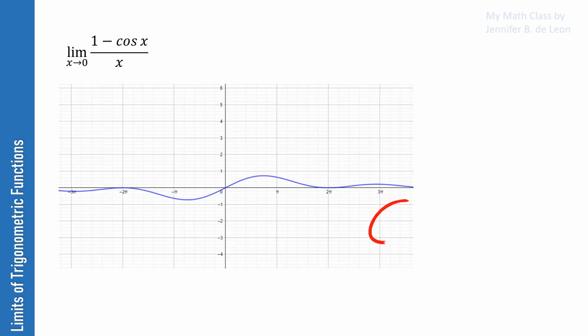Confirming our answer, we can see in the graph that as x approaches 0 from the left, we will have 0. As x approaches 0 from the right, we will also get 0.